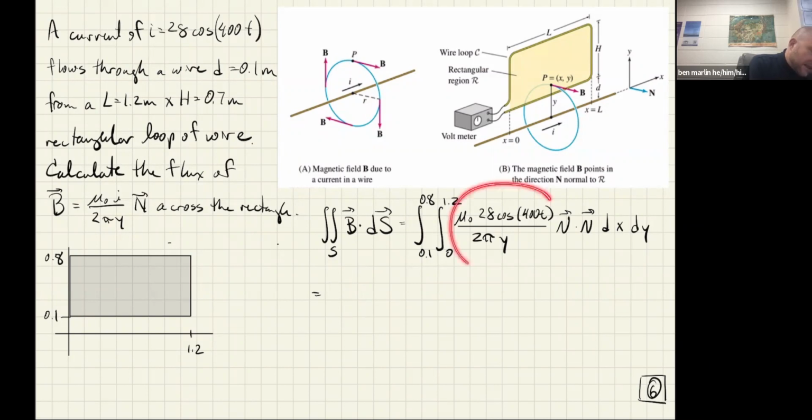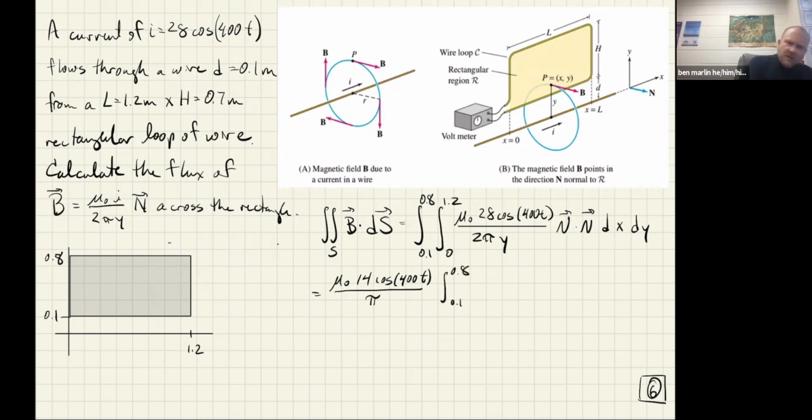All right. So notice all this mess in here. This is all the y that there is to it. So if that's all the y that there is to it, just pull everything else out. So you will have a mu naught, and a 28 cosine 400t. I'm going to go ahead and cancel the 28 with the 2 and have 14 cosine 400t, and then I'll divide that by the pi, okay? And then we'll have to integrate 0.1 to 0.8.